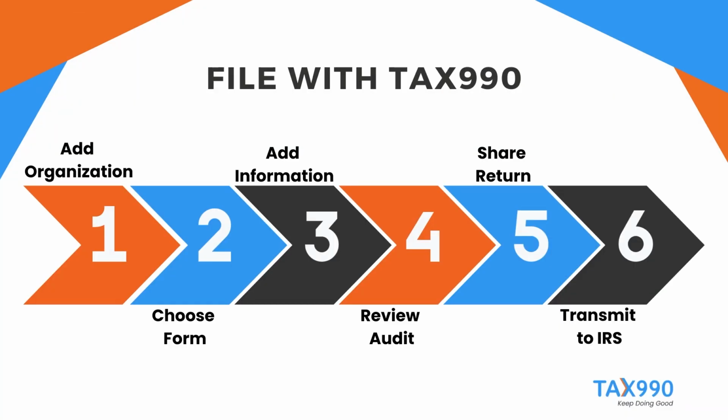Filing a return with Tax 990 can be done in just a few simple steps. Once you've created your account and added your organization, you'll choose the form you need to file. Using one of our 2 available filing format options, you will add all the necessary information to the return. Once you complete the return, Tax 990 will confirm the form and information provided has met all of the IRS form instructions using our internal audit. When you've cleared your audit errors, you'll have the option to share the return as necessary, and the final step is transmitting it to the IRS.